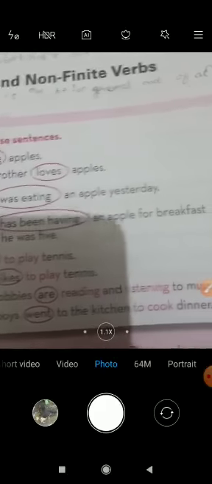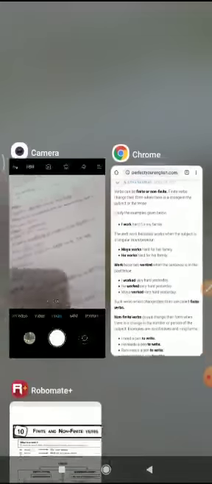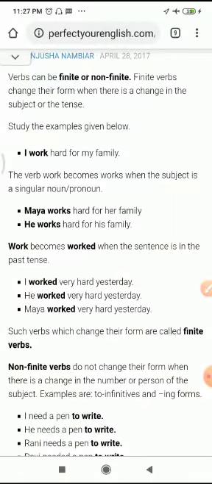It is clear that if you can identify the verb is in a tense, or the verb is changing its form, it means this is an easier way to find out that it is a finite verb.